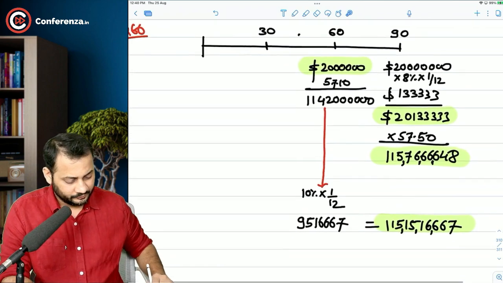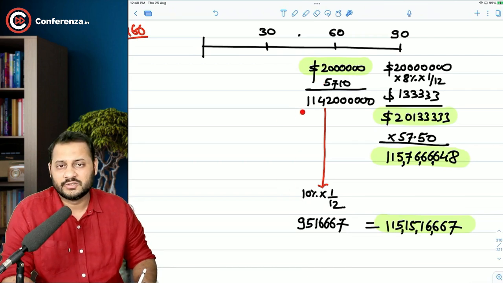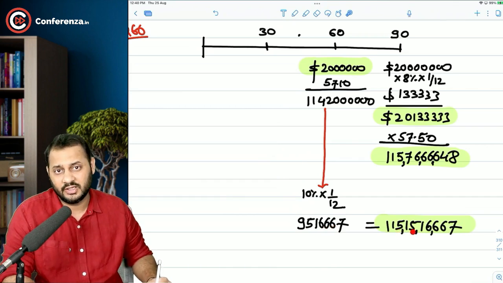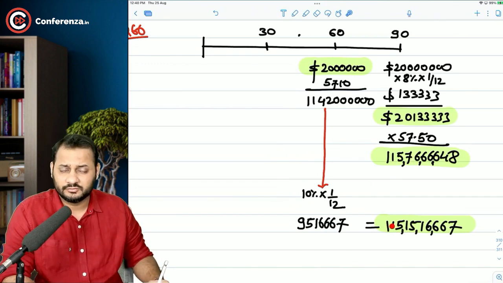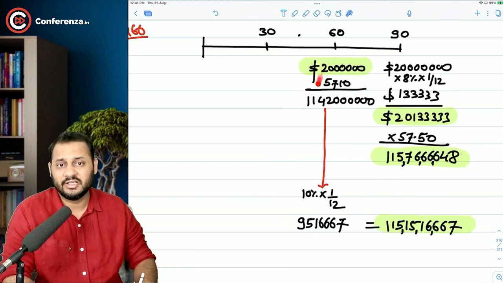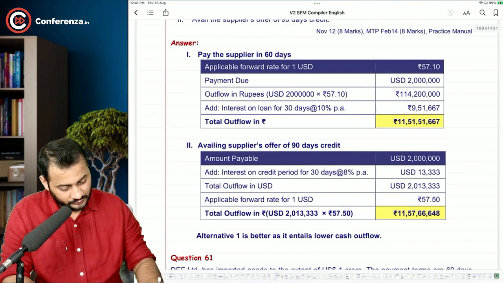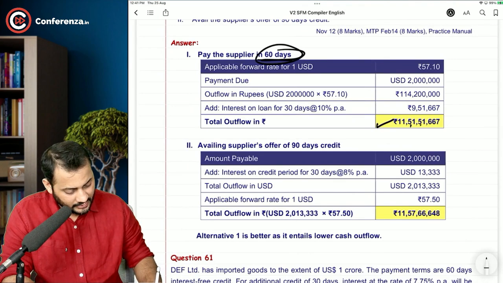Which option will you choose? If you make the payment at the end of 60 days, this is the only amount that you have to pay to the supplier at this forward rate, but you will have to borrow rupees for 1 month, on which you will be paying 95 lakh 16,000 rupees of interest. The total outflow will be 115 crore 15 lakh, and in the other case it is 115 crore 76 lakhs. So it's very easy to come to the conclusion that it's better to make the payment at the end of 60 days because of the lower outflow in that case.